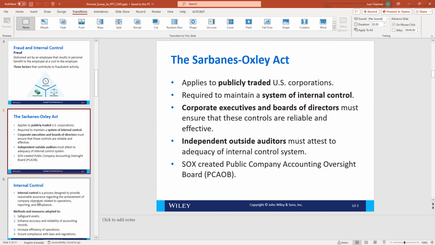And they required those corporations to maintain internal control. On top of that, the corporate executives and the board of directors have to ensure that those controls are reliable and effective. How can we find out that the controls those people implement in the company are actually reliable and effective? That's where the independent outside auditor comes in to assess the situation and say, is this actually true or not?